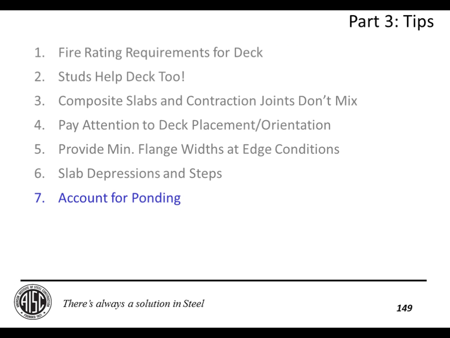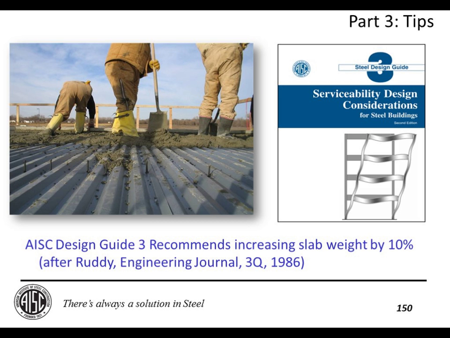Number 7, account for ponding. And what I'm talking about here is not ponding of water, but ponding of concrete. So when you place concrete on a composite slab, that slab is going to deflect. And if you specify that your slab be placed to a certain level, you're going to end up with some overruns in concrete in order to account for that deflection of the wet weight.